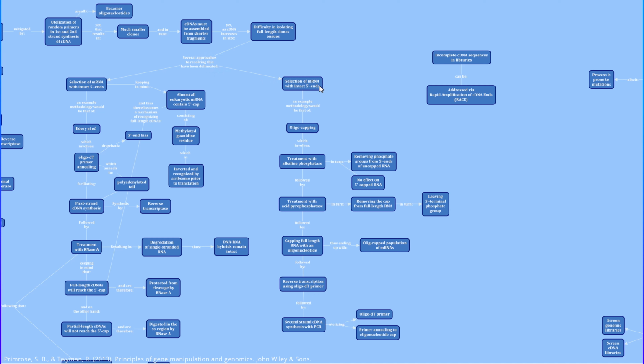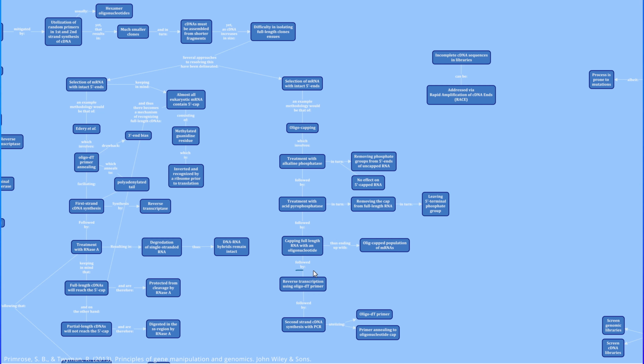There is another approach to resolving the issue that has been delineated, and that is the selection of the messenger RNA with intact 5' ends using oligocapping. So this involves treatment with alkaline phosphatase. In turn, this removes the phosphate groups in the 5' ends of uncapped RNA. And in turn, this has no effect on the 5' capped RNA. Now, this is followed by treatment with acid pyrophosphatase. In turn, this removes the cap from full-length RNA, leaving the 5' terminal phosphate group. This is followed by capping the full-length RNA with an oligonucleotide, thus ending up with an oligocapped population of RNAs.